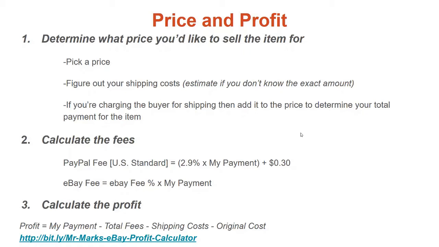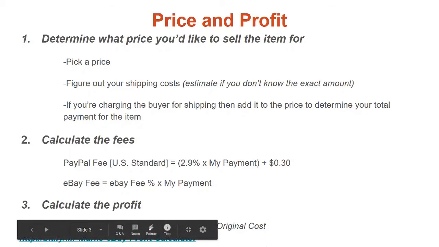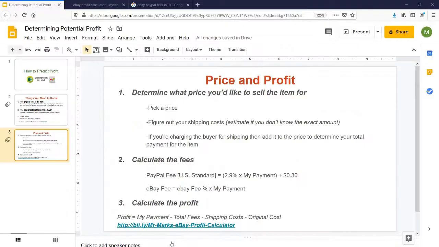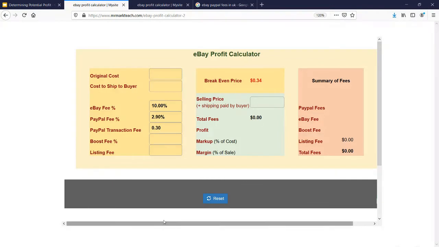However, to make this process a little easier for you, I actually created an online calculator, and I'm going to click on the link to open this calculator for you. And you'll see that on this calculator it's organized much in the same way as what I just explained, and it starts out with the original cost of the item. So let's say you paid $20 for an item, you can put 20 in the box. And let's say you determine that your cost of shipping this item to a buyer is about $5.